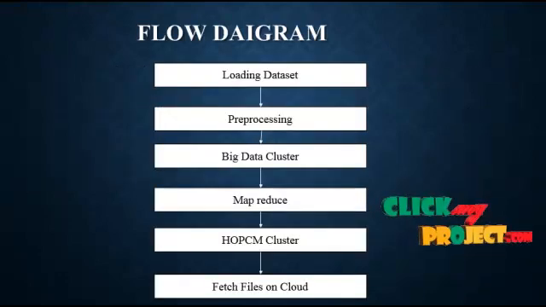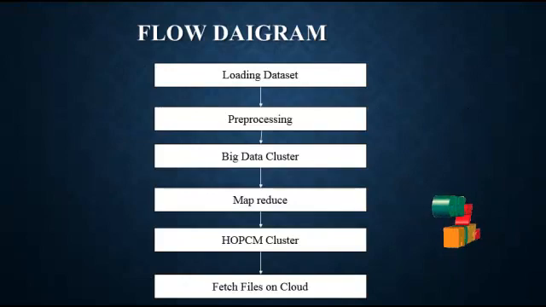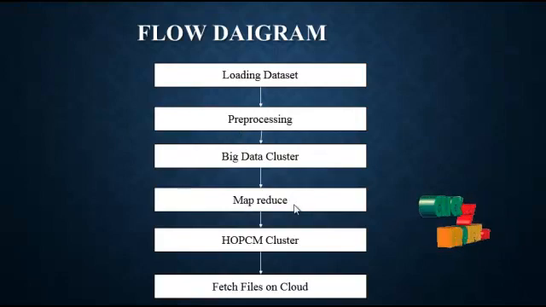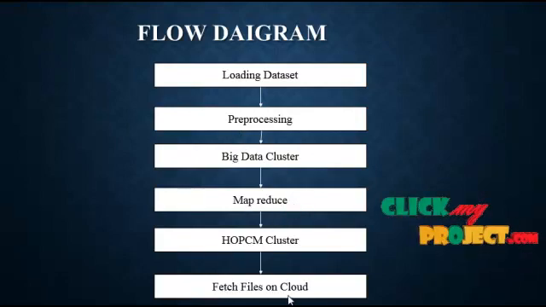It is our project flow diagram. In our project flow diagram, the first module is load dataset, the second is pre-processing, the third is big data cluster, the fourth is map and reduce, the fifth is HOPCM cluster, and the sixth is fetch files on cloud.